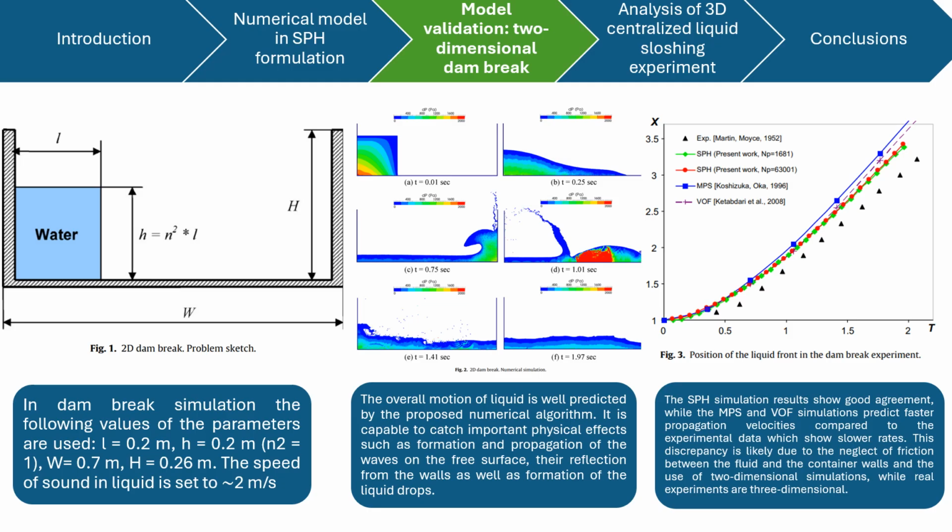And finally, we have figure 3 that compares the result from the SPH with the experiment and also various simulations that have already been used for this dam-break simulation. The SPH simulation results show good agreement, while the AMPS and VOF simulations predict faster propagation velocities compared to the experimental data, which shows lower rates. This discrepancy is likely due to the neglect of friction between the fluid and the container walls and the use of two-dimensional simulation, while real experiments are three-dimensional.